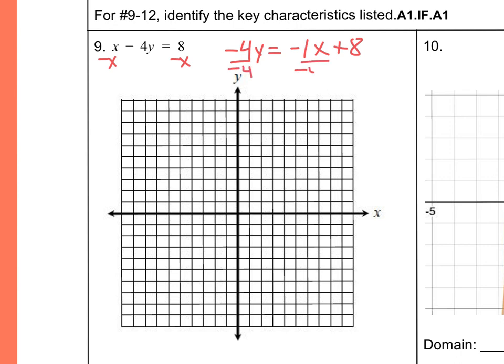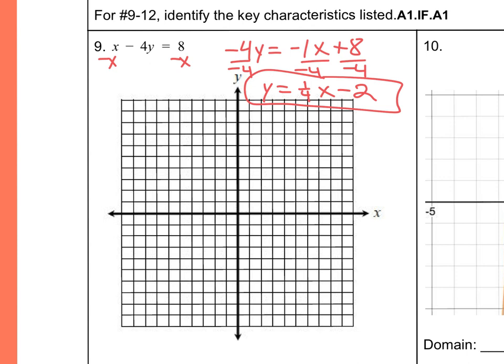Negative 4. So y equals negative 1x divided by negative 4. 1/4 x plus 8. 1/4 x. Oh, not plus 8, minus 2. Minus 2. So this is my equation. Okay, that's half the battle. It's just figuring out what that equation is. Can we graph that? Yes.